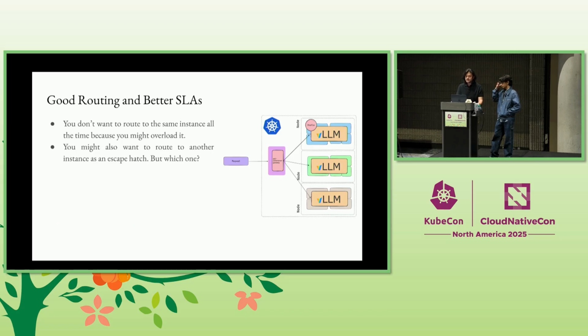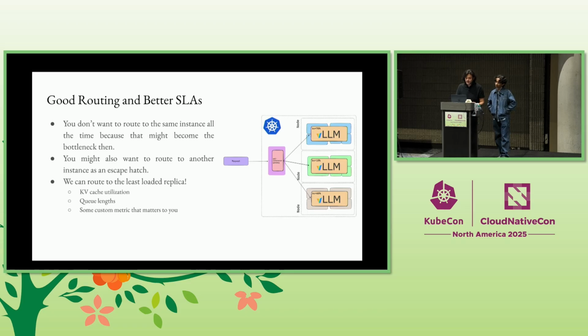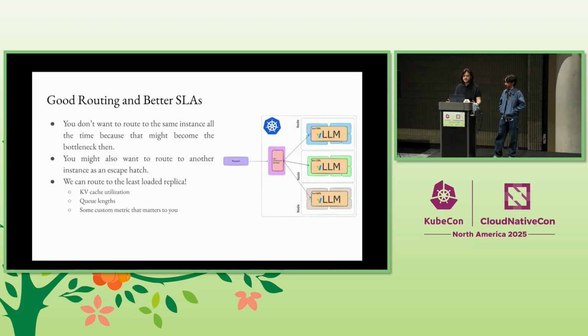That said, you also don't want to route to the same instance all the time because you might end up overloading it. So you might want to build an escape hatch in there somewhere. But in what way do you build that escape hatch? We can route to the least loaded replica. And the way you calculate least loaded can be a couple of ways, right? One of the common ways is KV cache utilization that we spoke about. So you route to the replica that has the least utilization of KV caches. The second one is based on queue lengths. And the third one can be some custom metric that matters to you and your application.